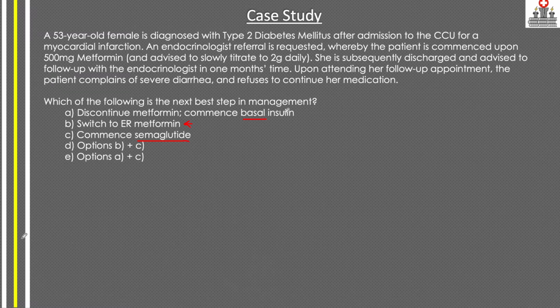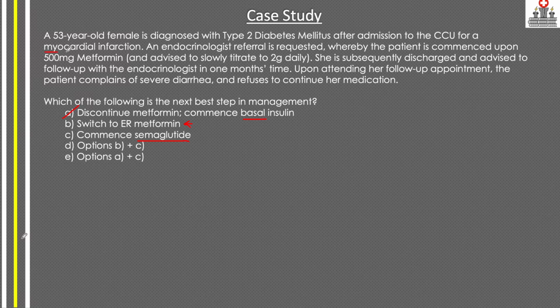We discussed at the start of this lecture commencing basal insulin, and that would typically be when there's an A1C of more than 9 or 10%, when it's very, very high. It doesn't appear that is the case here. It's not stated, but also anyways, in option A, it says discontinue metformin, and we know that's incorrect.